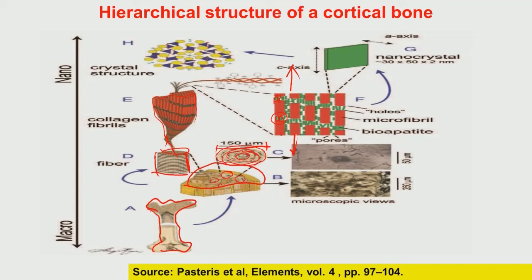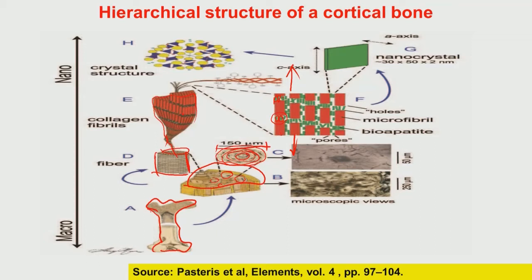So, it has a specific orientation of the hydroxyapatite nanoplatelets, and these hydroxyapatite nanoplatelets are not dispersed in a random manner in that bone matrix. However, they are oriented, or sandwiched, in between these collagen fibers.